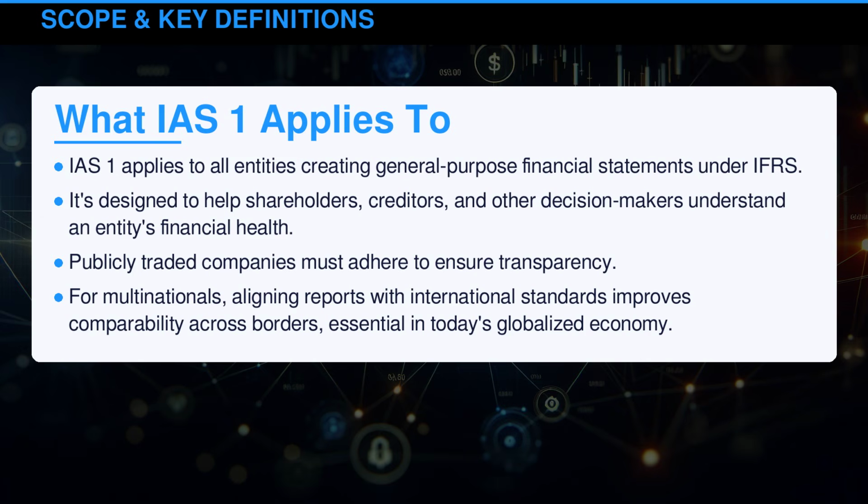IAS 1 applies to all entities creating general-purpose financial statements under international financial reporting standards. It's designed to help shareholders, creditors, and other decision-makers understand an entity's financial health. Publicly traded companies must adhere to ensure transparency. For multinationals, aligning reports with international standards improves comparability across borders, essential in today's globalized economy.